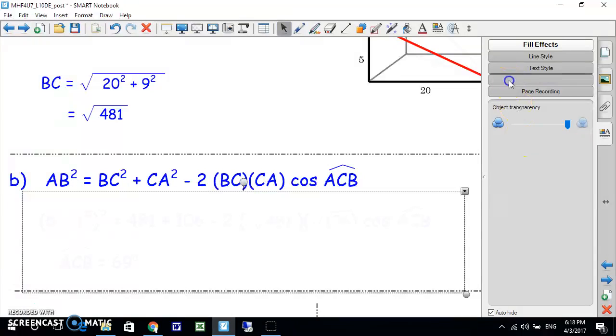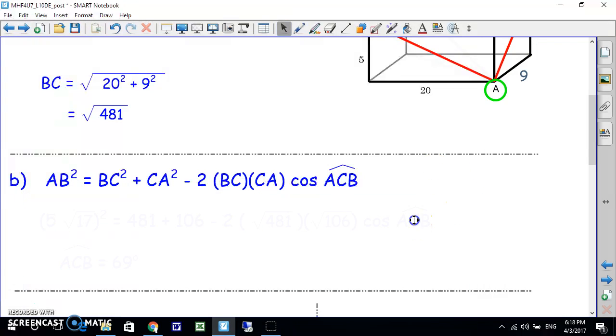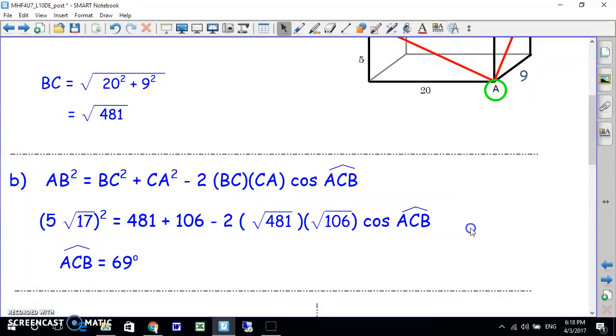Wait a sec, this is not working. There we go. So substituting all the values and rearranging the equation properly, you will get angle ACB equals 69 degrees. So you can see that this is just a straightforward application of the cosine law.